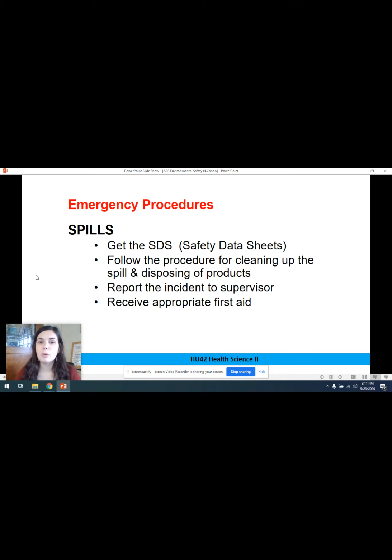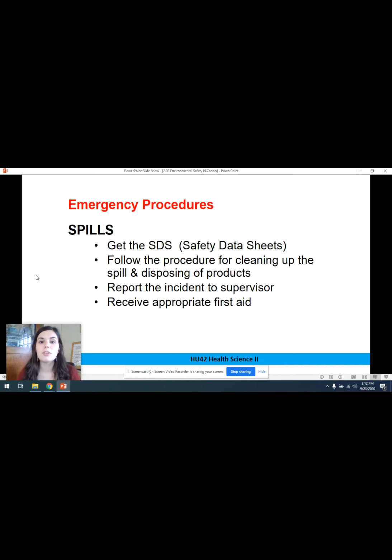SDS. It used to be called an MSDS, and some places still call it that, but the most recent terminology is just SDS. And this is a sheet that you have to keep nearby all of your hazardous materials and chemicals to let you know what that chemical does, what it reacts with, how you're supposed to use it, how you're supposed to clean it up, how it's supposed to be stored, and what to do in case of an emergency related to an illness or an injury caused by that material.